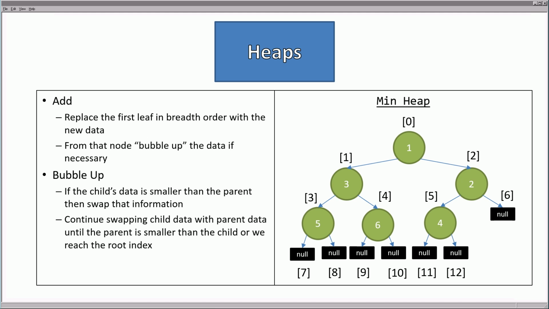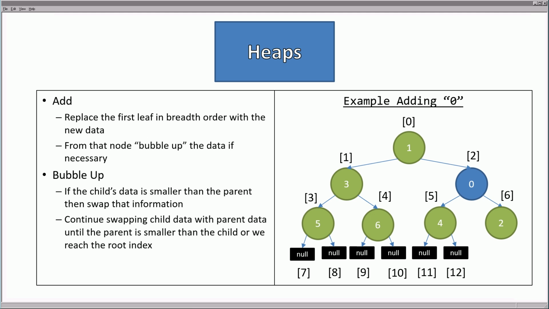reach the root index. For example, if we're going to add the value 0, then first what we do is we scan through and find the first null element in breadth order, and it's right here. We insert it there, and then we start bubbling up. We look at the parent's value. 6 minus 1 is 5 divided by 2 is 2. So then we look, is 0 less than 2? It sure is, so we need to swap that value.